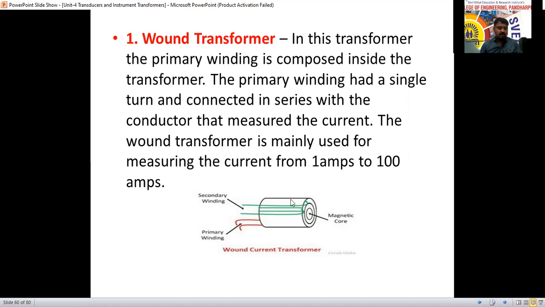Now see, this is the primary winding, and over it we wind the secondary winding like this. Two terminals are provided for the secondary winding and two terminals for the primary winding. From the secondary winding we can connect the meter. So the higher current is reduced into a lower current. That is called the wound type transformer.